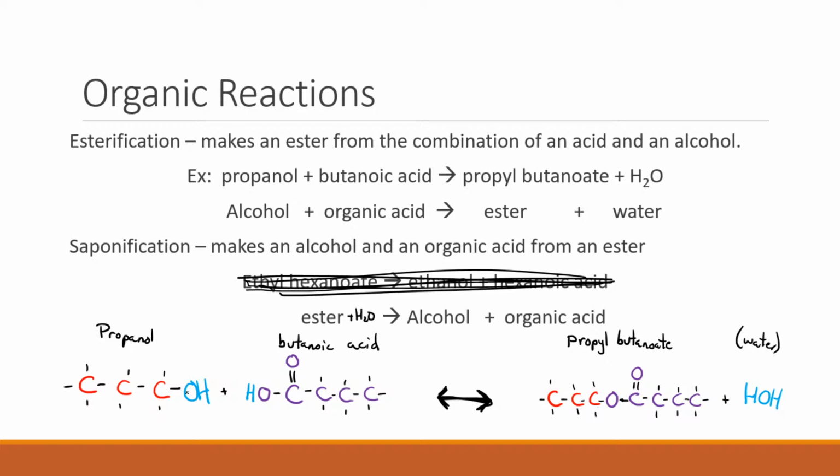All right, so this OH and this H are going to leave, leaving a bond here that can attach onto stuff, and a bond here that can attach onto stuff. And when they leave, those 2 bonds are just going to attach together here to make the bond that then makes this an ester.